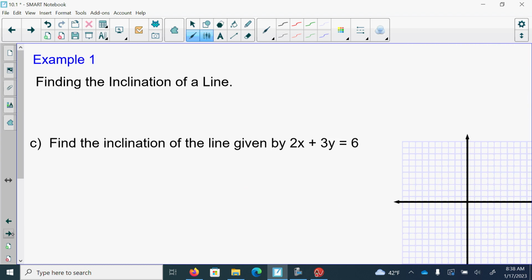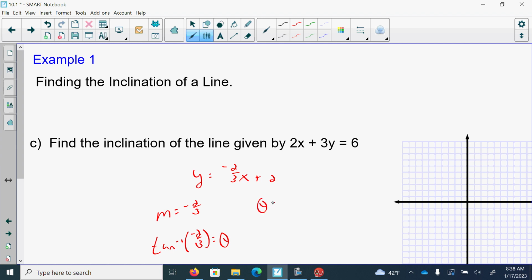If I'm finding the inclination of the line here, when I solve this, I'm going to have y is equal to negative 2/3 x plus 2. So my slope is a negative 2/3. When I do this in my calculator, when I first do the inverse tangent of a negative 2/3, I'm expecting an answer from my fourth quadrant, because remember, my inverse tangent is only going to give me an answer from the first or the fourth. Since it's negative, it's going to be from the fourth.